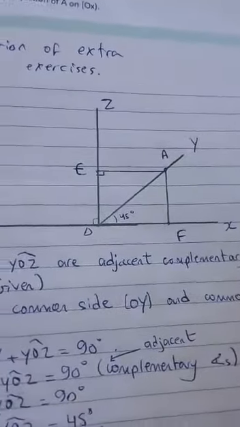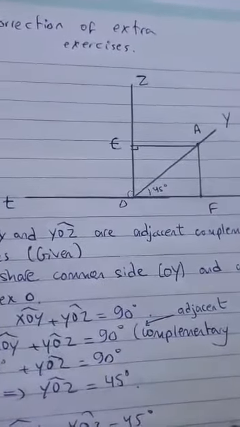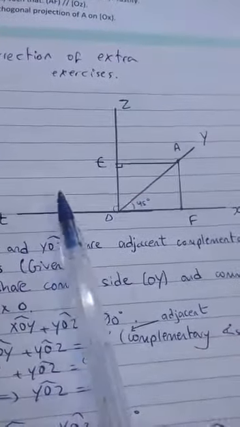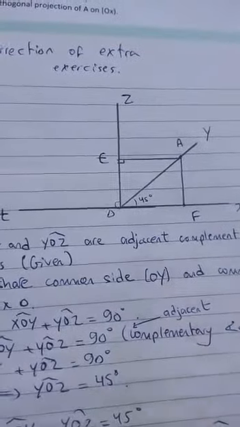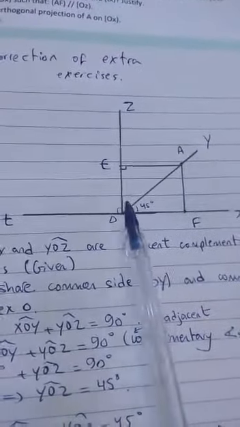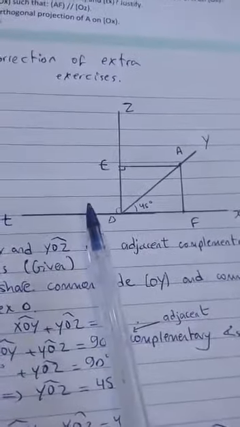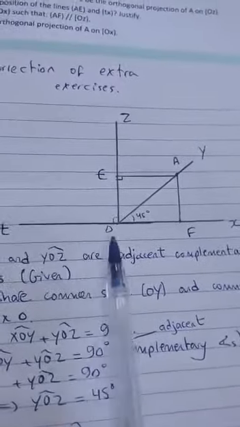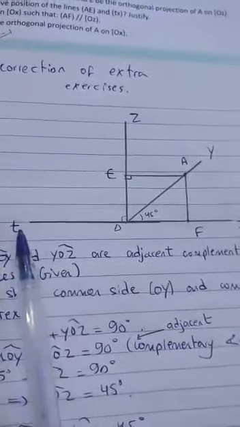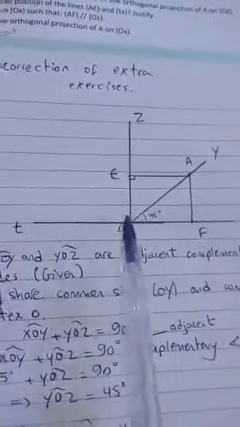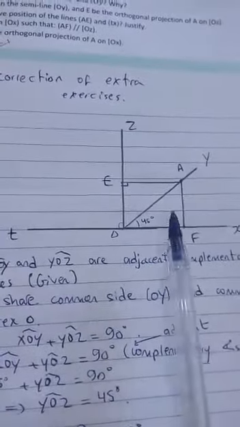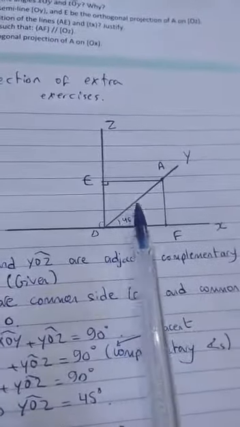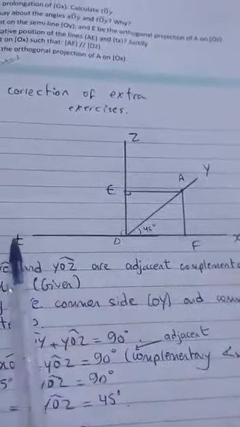Draw OT, the prolongation or the extension of OX, and calculate angle TOY. Now, if TO is the extension of OX, then XOT is a straight angle, equal to 180 degrees. We have all of it 180. If we subtract XOY, which is 45, we will get YOT.